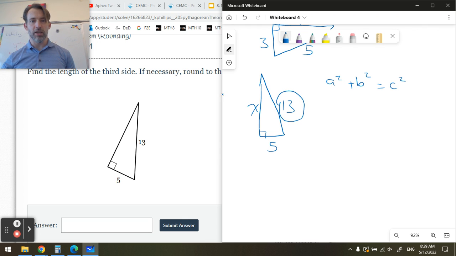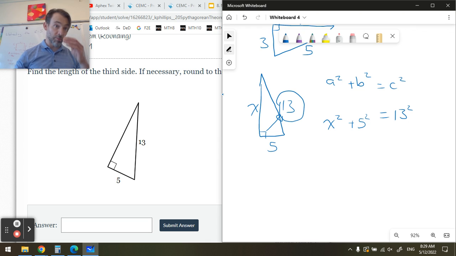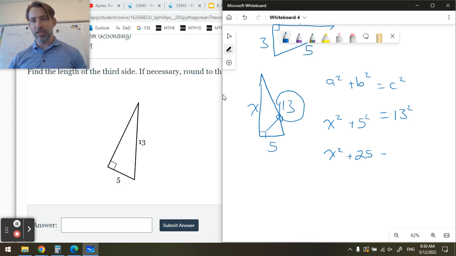13 is the longest side. It's opposite the right angle, so it has to go in for c. So I would say this is equal to 13 squared. And then 5 and x are your shorter sides, so let's say x squared plus 5 squared should equal 13 squared. And if you've memorized your Fibonacci triples, you'll recognize that that unknown side is 12. But if you haven't, you plug and chug, and you'll get there too. So this is x squared plus 25 equals 169.